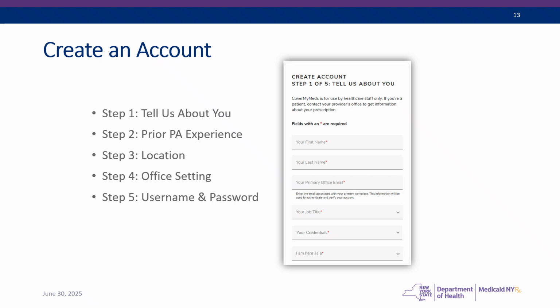First, enter your name, email, job title, credentials, and role. Step 2, indicate your familiarity with the medication prior authorization process and if you have previously had a CoverMyMeds account. For the remaining steps, enter your workplace information, indicate your office setting and the type of electronic health record or electronic medical record system you use, and create a username and password. Lastly, click Create Account.